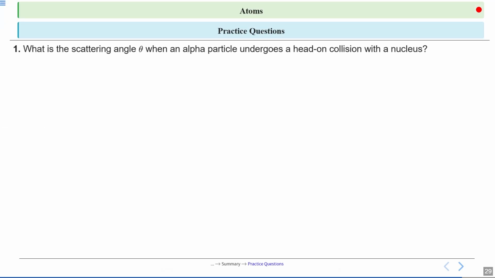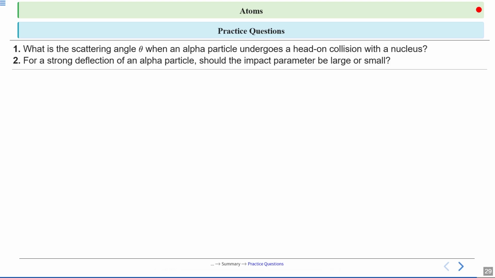There are some practice questions based on today's topic. What is the scattering angle theta when an alpha particle undergoes a head-on collision with the nucleus? When the impact parameter is 0. Another practice question is: for a strong deflection of an alpha particle, through a greater angle theta, should the impact parameter be large or small? You have to think about it.